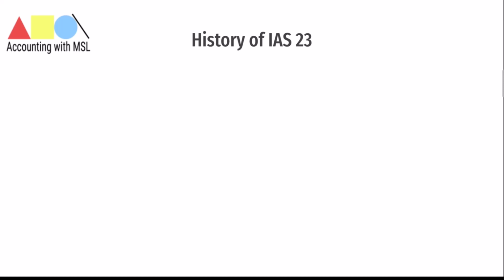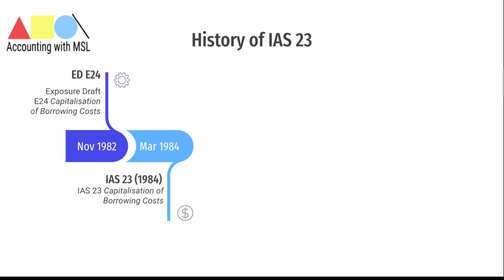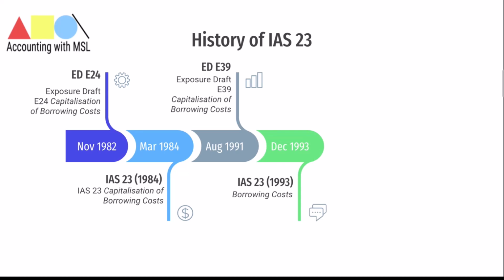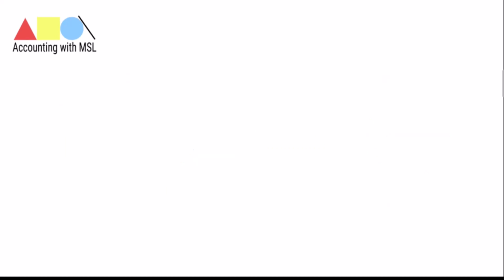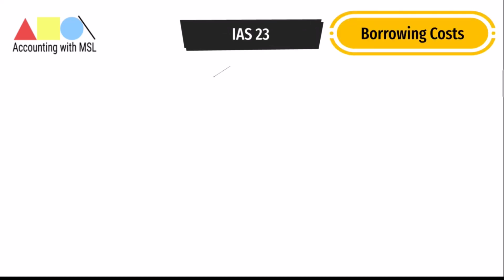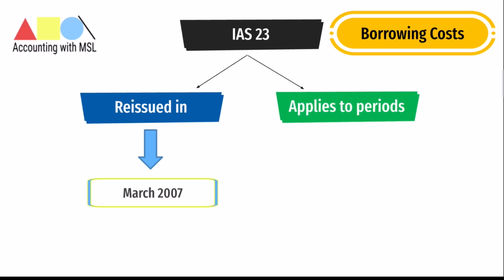So quick recap, where have we started from and where are we today? IAS 23 started all the way in 1982, November, with subsequent issuance of standards, exposure draft, a standard, another exposure draft, and then the final version of IAS 23 that we have, which was issued in 2007. As a standard, IAS 23 borrowing cost was reissued in March 2007, and it applies to annual reporting periods beginning on or after 1st January 2009.